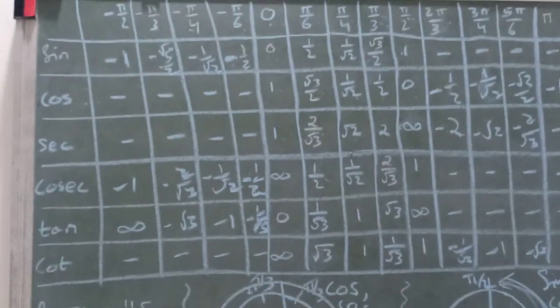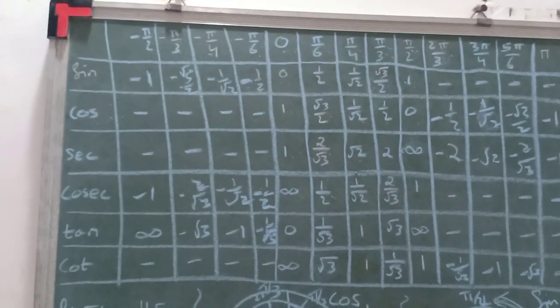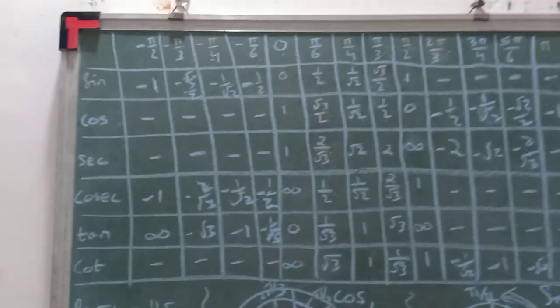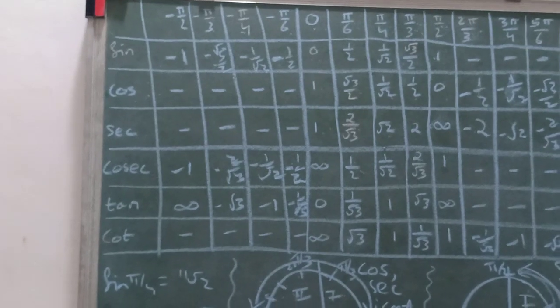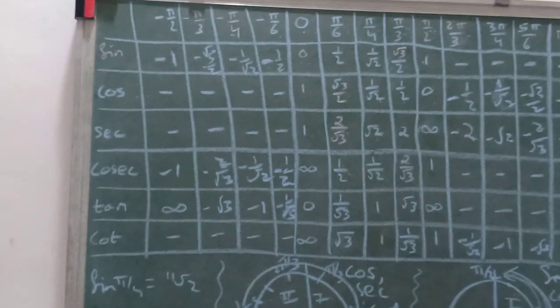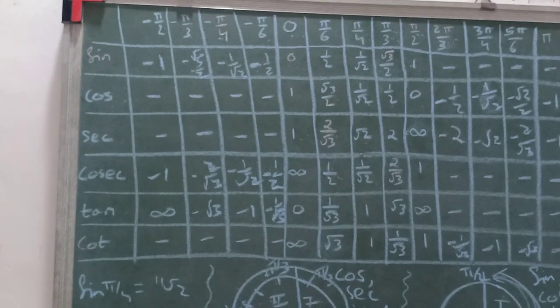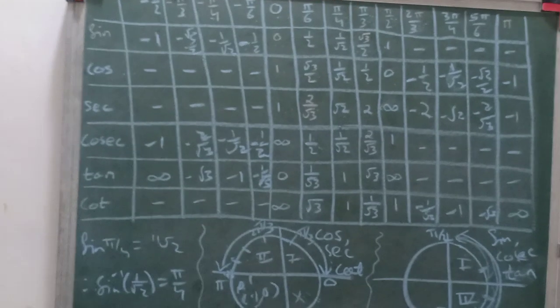So these are the values of the trigonometric functions in the first and fourth quadrant sometimes, and in the first and second quadrant sometimes. For sine, tan and cosec it should be in the first and fourth quadrant, and for cos, sec and cot it should be in the first and second quadrant.